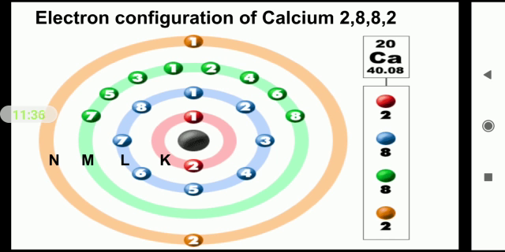Now the remaining 2 will be in N, that is the outermost shell. So the configuration is 2, 8, 8, 2.